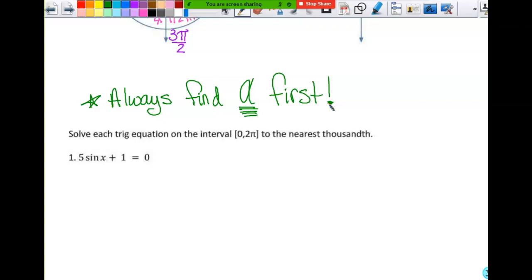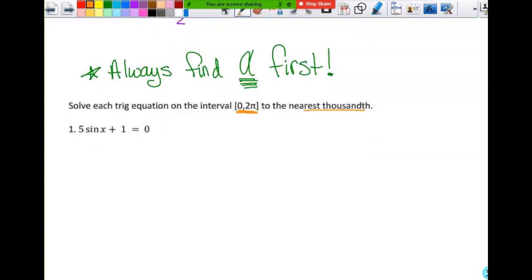So this says here to solve each trig equation on the interval. So we have an interval just like we did before. And then it says to the nearest thousandth, that's 3 decimal places. It should also say, because it does on the assignment, and I thought I put it here and I didn't, to the nearest thousandth if it's not a special angle. So if it is square root of 3 over 2 or whatever, then I need it in exact form, not the decimal form. But if it's the ones we don't know, then it's in decimal form. Okay, so let's look at this.